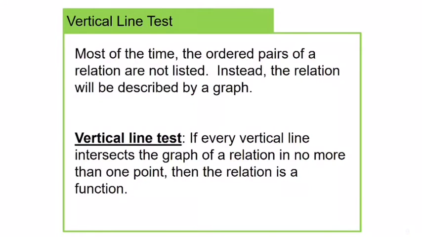Okay, now most of the time when you're dealing with relations, you don't have a list of ordered pairs because there's usually too many ordered pairs to make it convenient to do it that way. Usually we either have an equation or a graph. If you have a graph, the easiest way to tell if a relation is a function is to use the vertical line test. In the vertical line test, if every vertical line you can draw intersects the graph of a relation no more than one time, then the relation is a function.